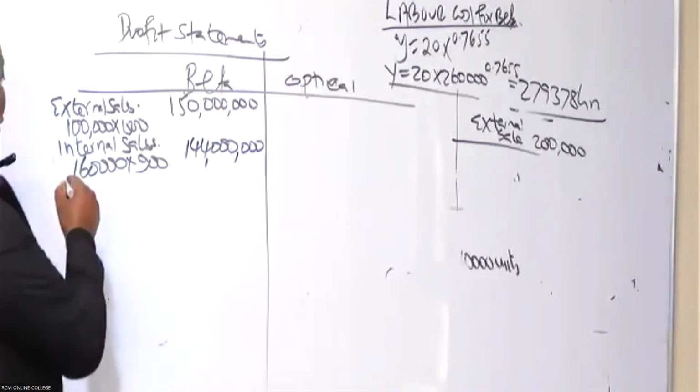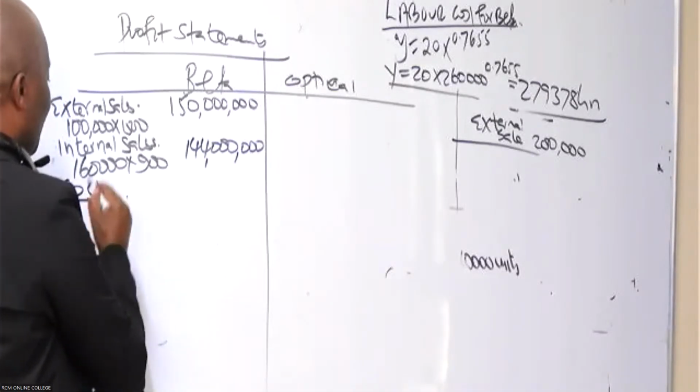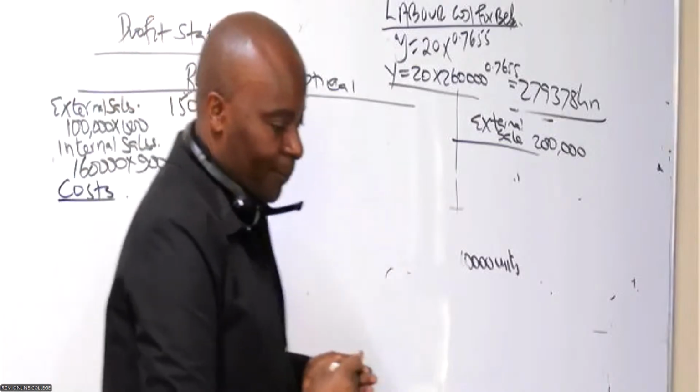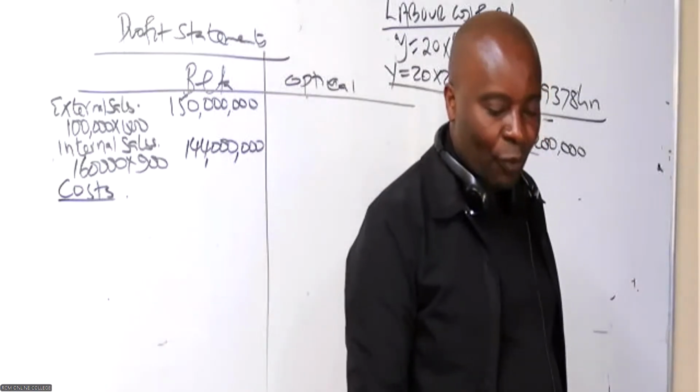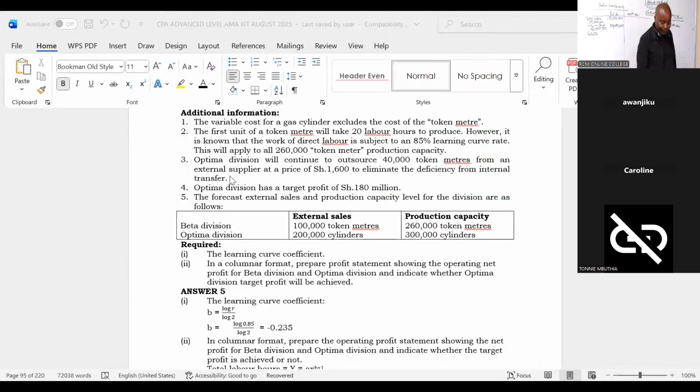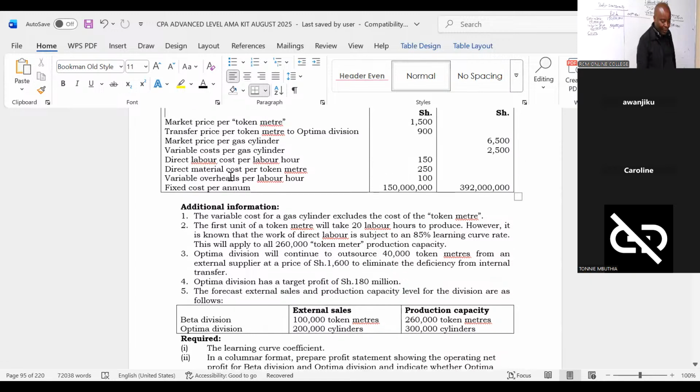So we go to costs. Try to follow the format they have given you. We start with which one? The first one up there, you can see, is variable cost per cylinder. Is that variable cost applicable to Beta? Really? No. Because now we are working for Beta.